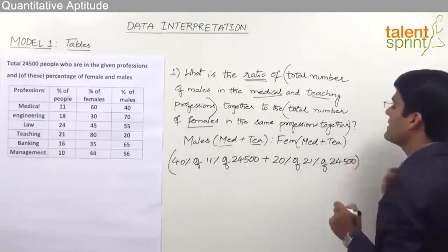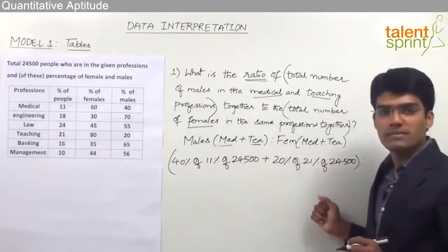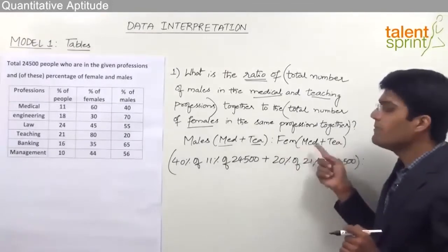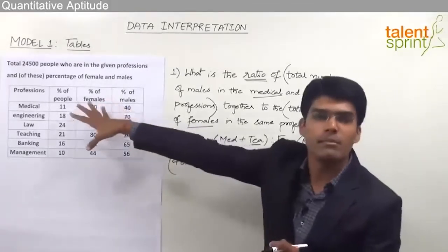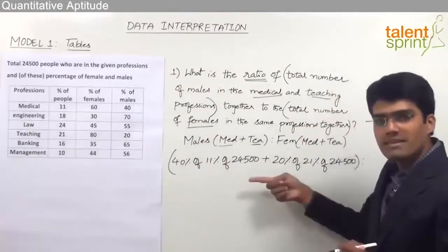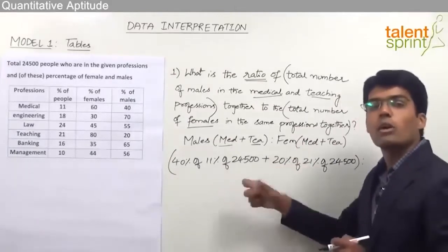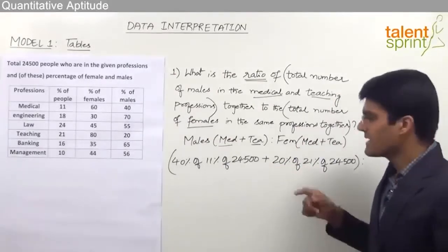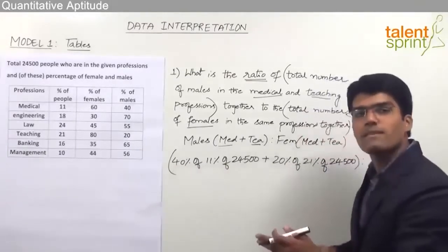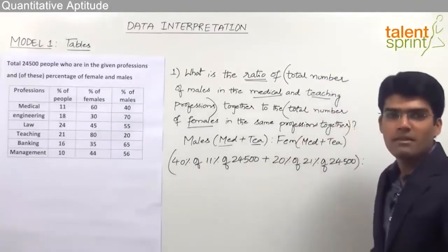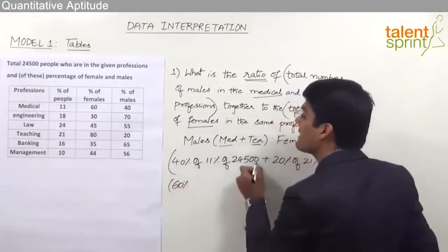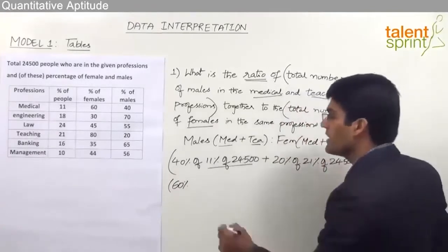And the second part here is the females in the same two professions. Now, an important point we can observe here is that to find the females in the same two professions, we need not refer to the table again and waste our time. Once we have calculated the number of males, we can also decide the females value from the same values. For example, in the medical profession, we know 40% are males. So it is obvious that the remaining 60% have to be females. So directly we can say it should be 60%. And the remaining part remains the same, 11% of 24,500.